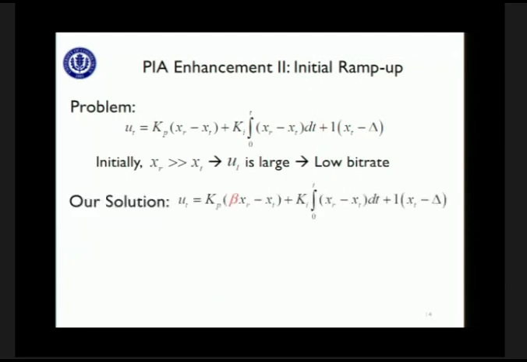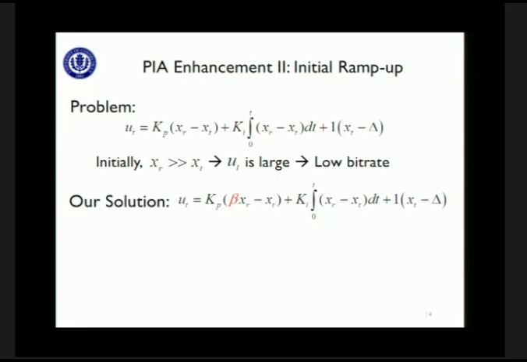So this is where the set point weighting comes in. If XR is much greater than XT, that means the error signal is very large, like at initial startup. Suppose my buffer size is 60 seconds and my initial level is 0, this error signal is going to be very large, that means my U is going to be large, that means I'm actually going to use a low bit rate. So it tends to go very slow.